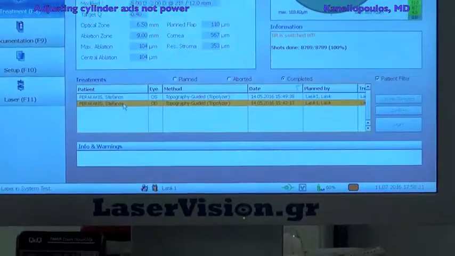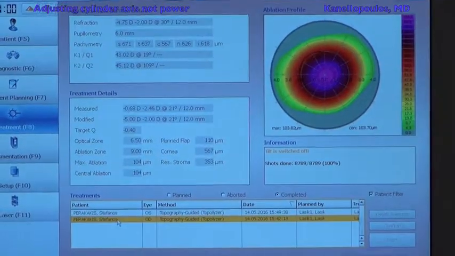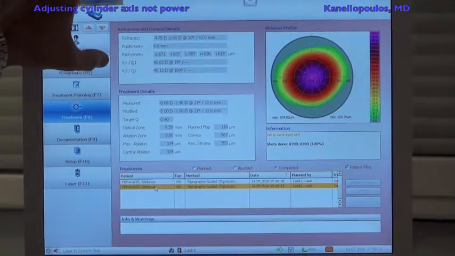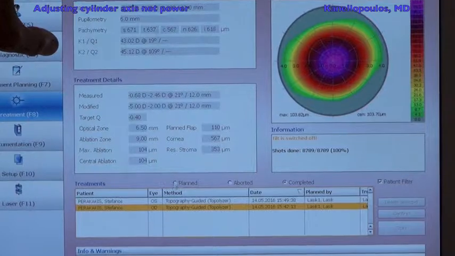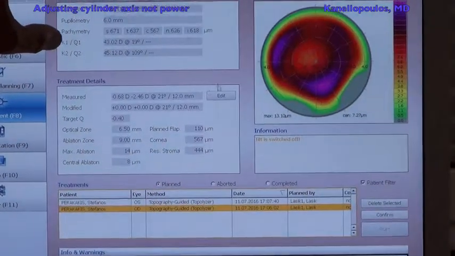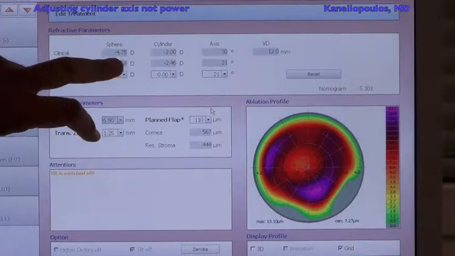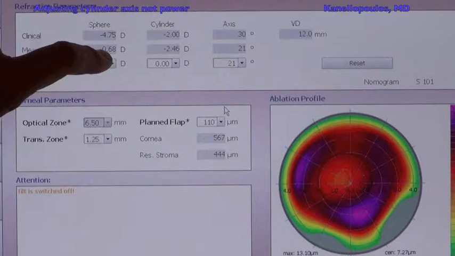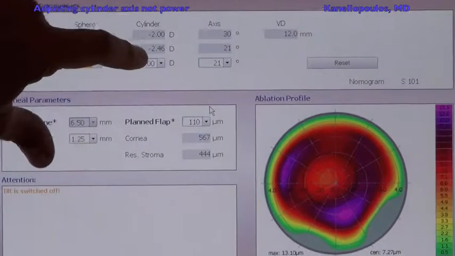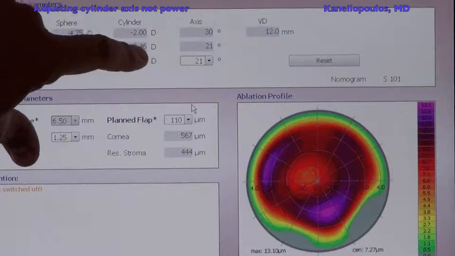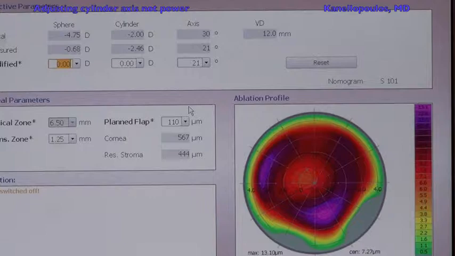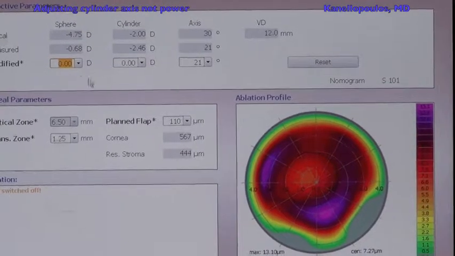So if we take the topography data seen here and incorporate it into a treatment, we can see how the topographer is showing us. Let's go and see what the treatment will look like in its planning. And we're going to see here that our clinical is 4.75 minus 2 at 30, but the topographer, of course, cannot read sphere, so its refraction is minus 2.46 at 21 degrees.